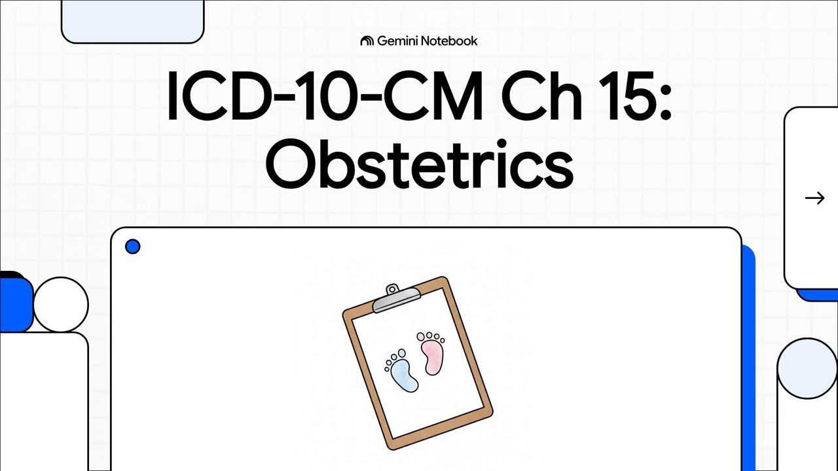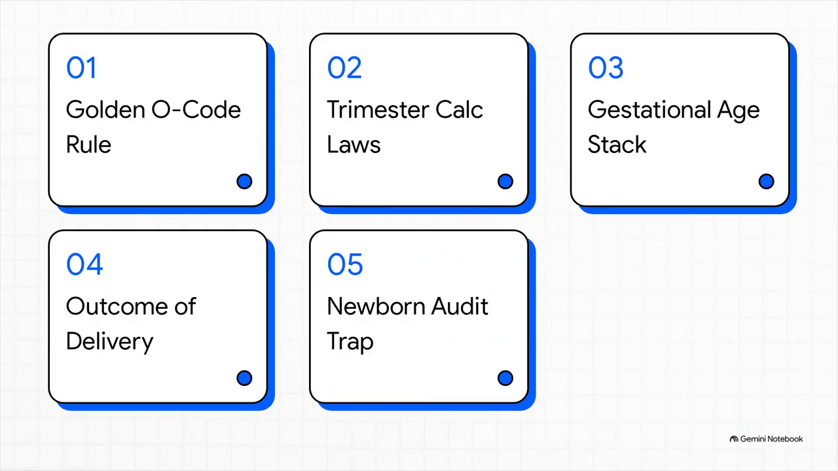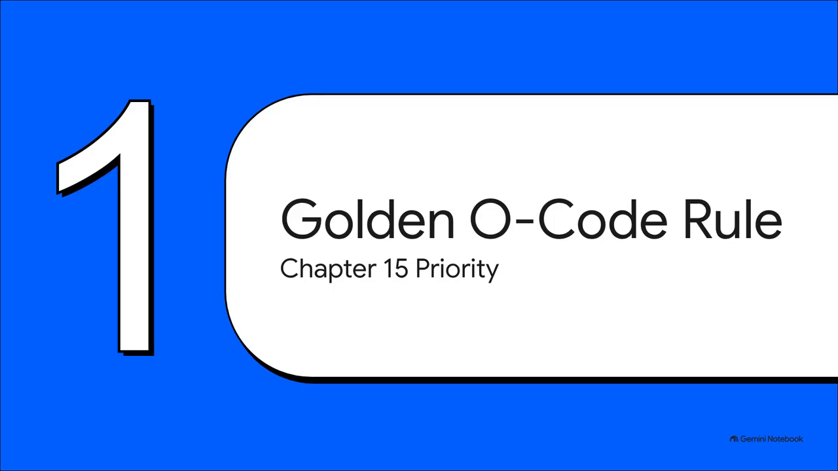If you want to master medical coding and avoid some really critical audit traps, you are in the exact right place. Here is a quick look at our agenda for today. We're covering the Golden O-Code rule, trimester calculation laws, gestational age stacking codes, the mandatory outcome of delivery, and finally, the newborn audit trap. All right, let's jump right into Section 1, the Golden O-Code rule, and why Chapter 15 takes priority.